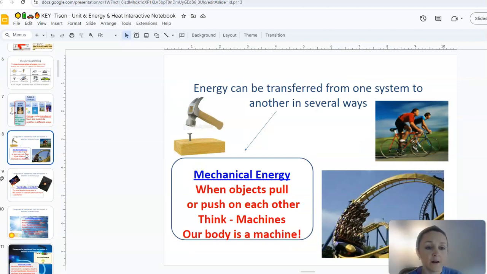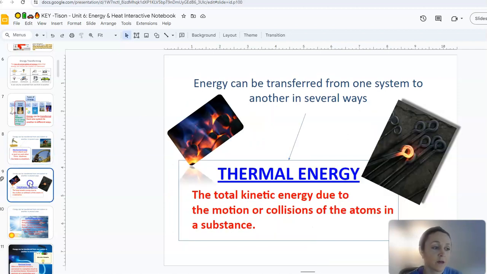So, right here, you have mechanical energy, energy of motion. Whether you are on a roller coaster, riding a bicycle, or hammering a nail, when objects are pushing or pulling on something, it is undergoing some sort of mechanical energy. There is mechanical energy there.